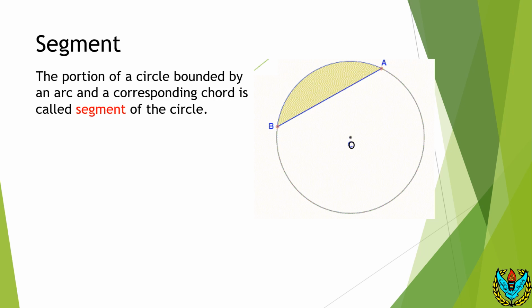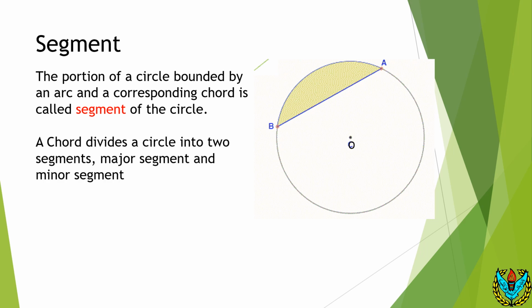Segment. The portion of a circle bounded by an arc and the corresponding chord is called a segment. A chord divides a circle into two segments, major segment and minor segment. So the portion of the circle which is bounded by a chord and the corresponding arc is a segment. Here it divides the circle into two segments. The unshaded portion is the major segment of the circle and the shaded region is the minor segment of the circle.